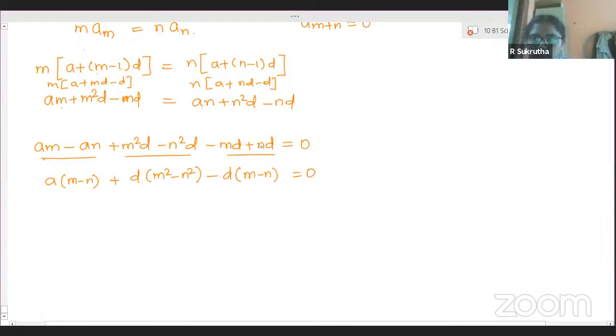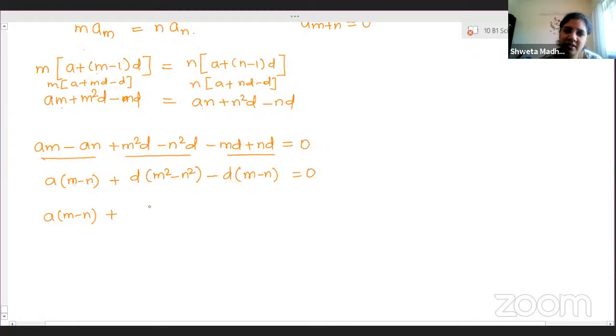Here we have taken minus d, therefore we will get m minus n. If we take plus d common, then it would have been minus m plus n, but we need m minus n. Now, here m square minus n square, so factorize it: a into m minus n, plus d, m plus n into m minus n, minus d into m minus n is equal to 0.